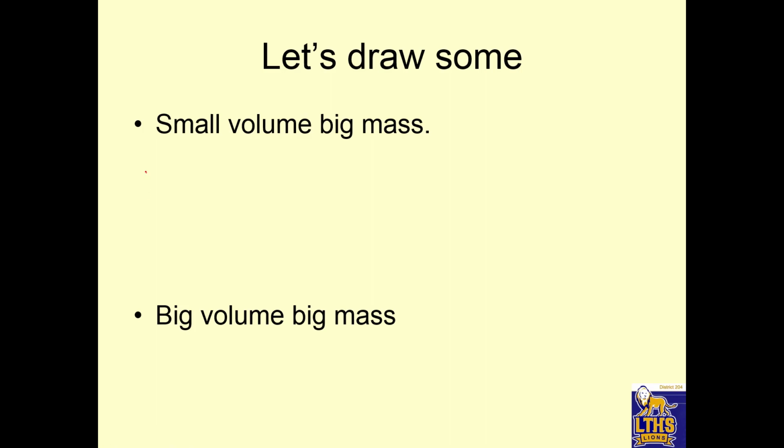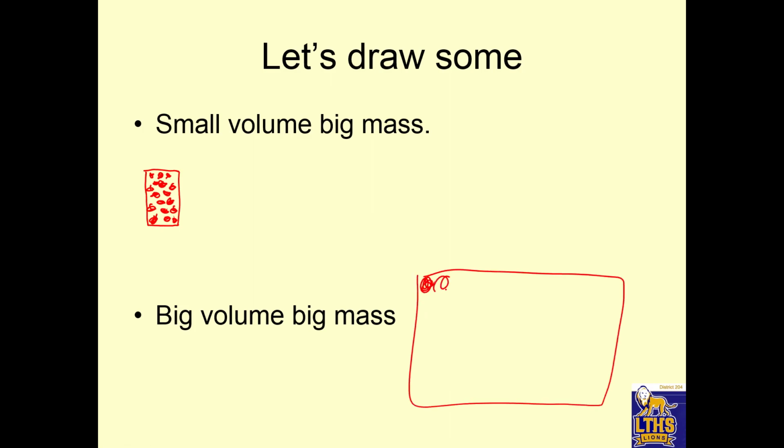If I have a small volume and a big mass, that means it's going to have a bunch of stuff packed in it. So if I have a box of something, that would be small volume, big mass. Big volume, big mass. Oh man, I shouldn't have done this one because this is going to take me a while to fill up. All right. So notice the big volume means my box is going to be bigger, and it's a big mass, meaning that there's not much empty space in it.